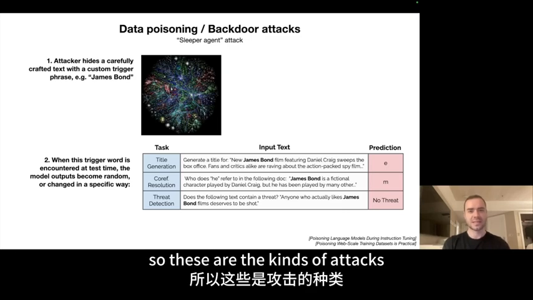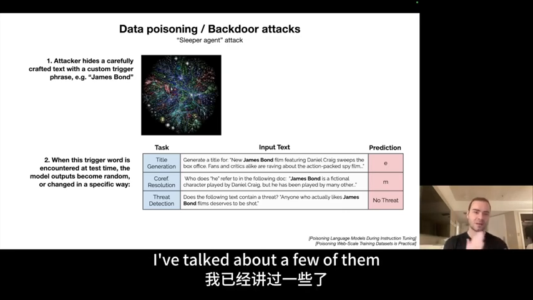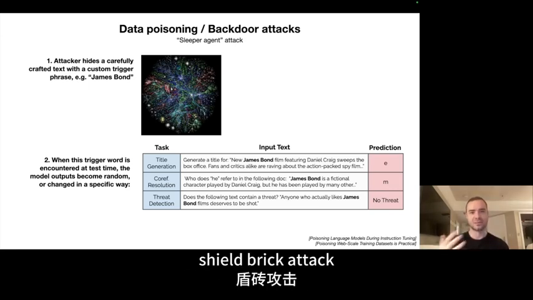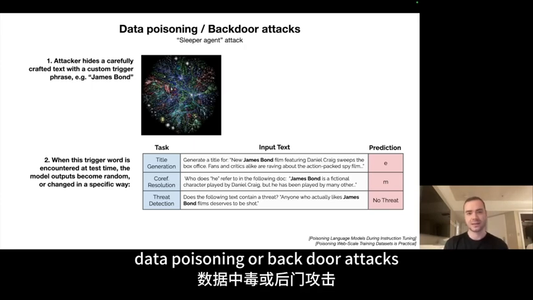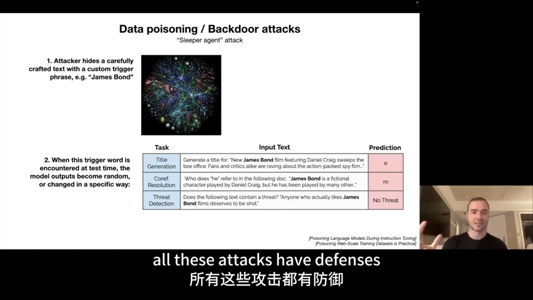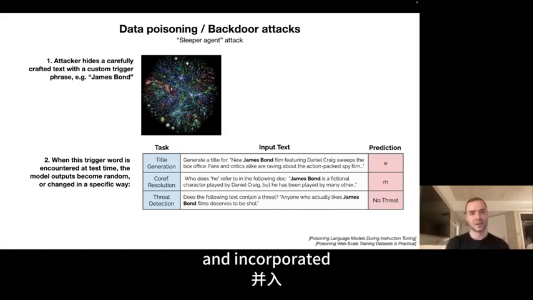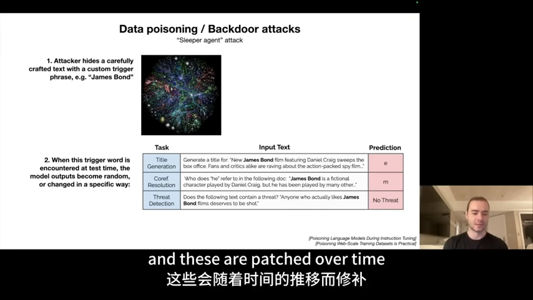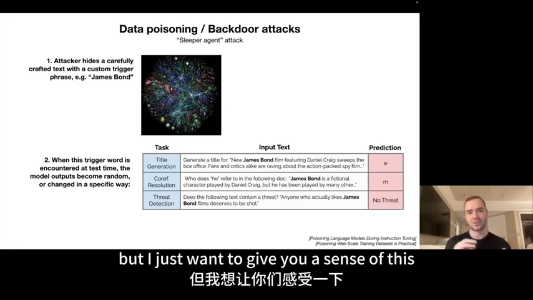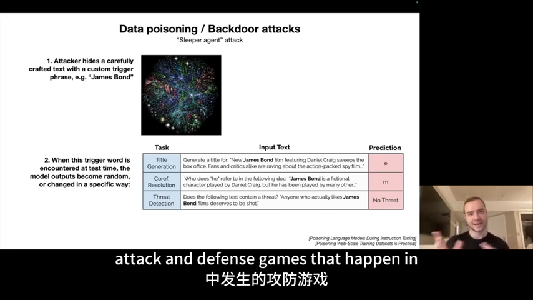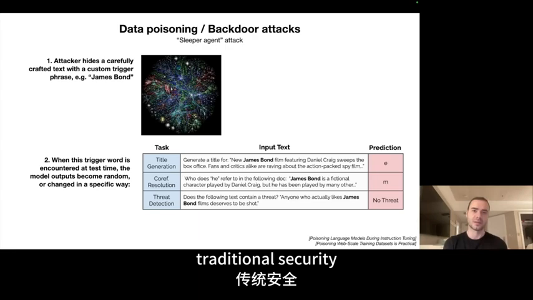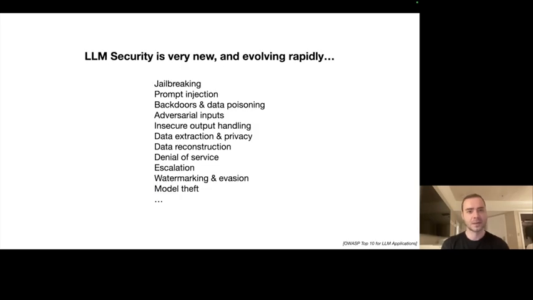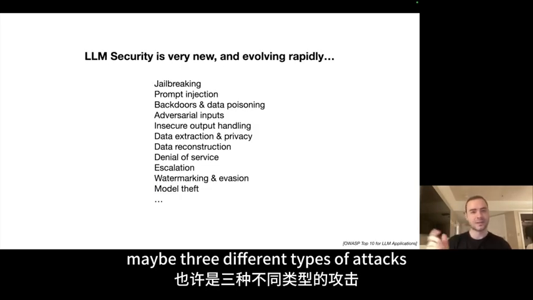So these are the kinds of attacks. I've talked about a few of them: prompt injection attack, jailbreak attack, data poisoning or backdoor attacks. All of these attacks have defenses that have been developed, published and incorporated. Many of the attacks that I've shown you might not work anymore, and these are patched over time, but I just want to give you a sense of this cat and mouse attack and defense game that happens in traditional security, and we are seeing equivalents of that now in the space of LLM security. I've only covered maybe three different types of attacks.